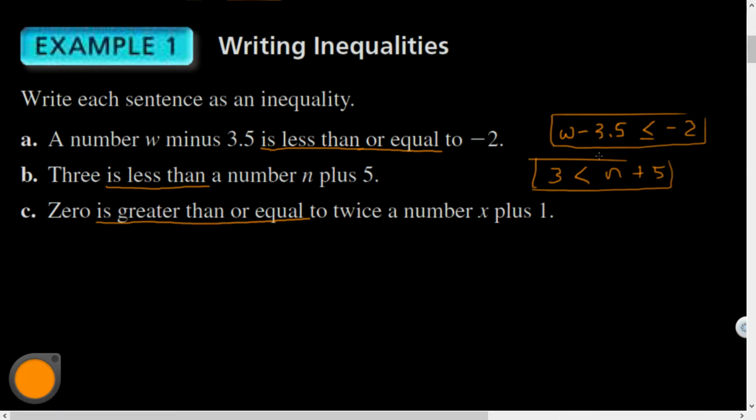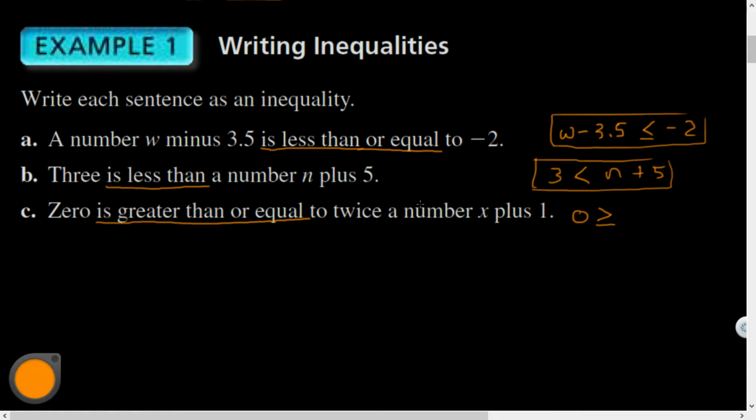Okay, not too shabby. Right, I can recognize those relational expressions. Okay, here we go. I like this. C. Okay, 0 is greater than or equal. All right, greater than. I read greater than, so I read a greater than symbol, or equal, let's put that little half equal sign in there.